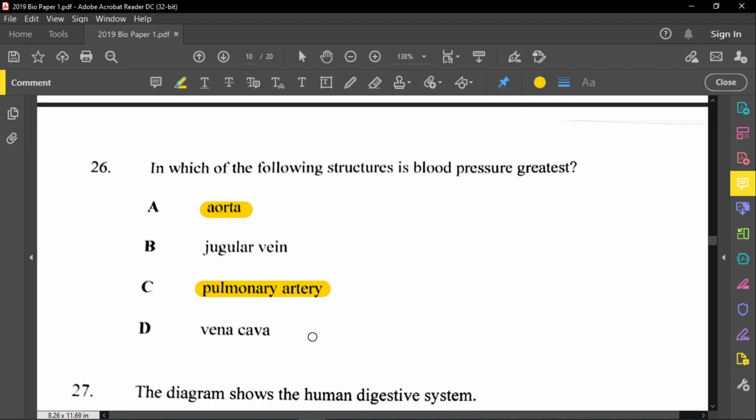Now, the pulmonary artery, as we mentioned above, only flows to the lungs. However, the aorta will flow all over the body. And if it's going all over the body, it therefore means it requires a greater amount of pressure. So 26 will be A. All right, let's go to 27.